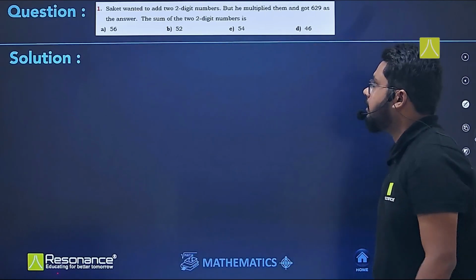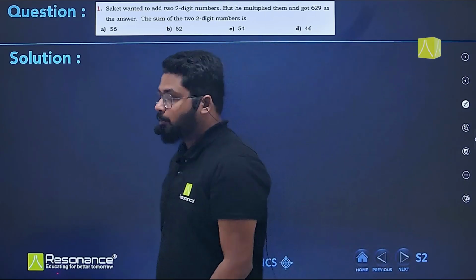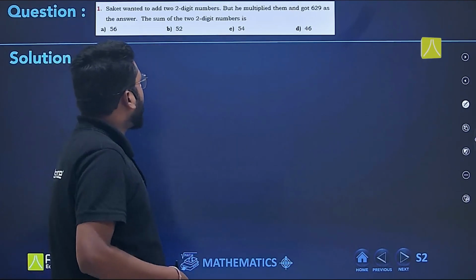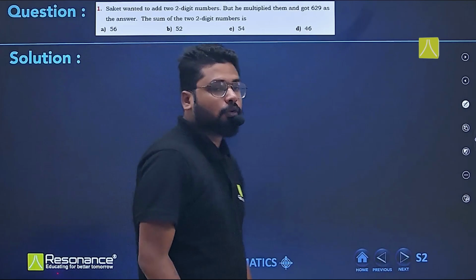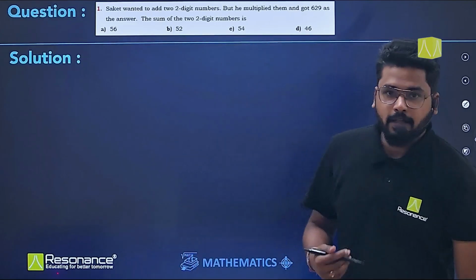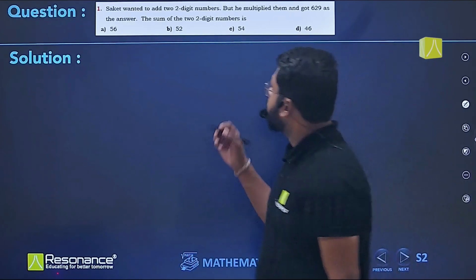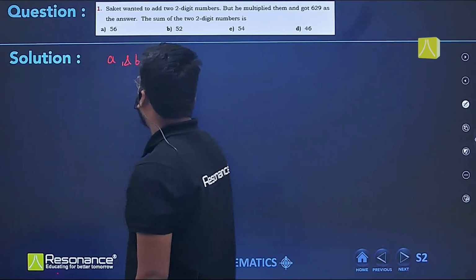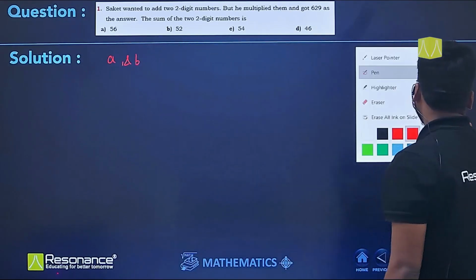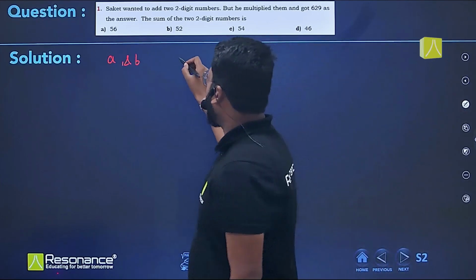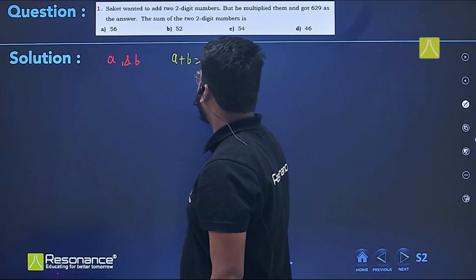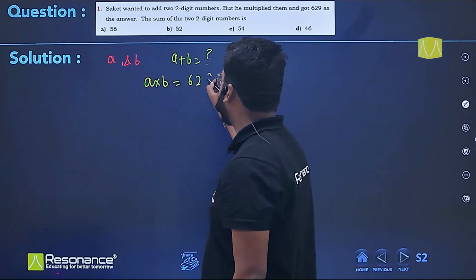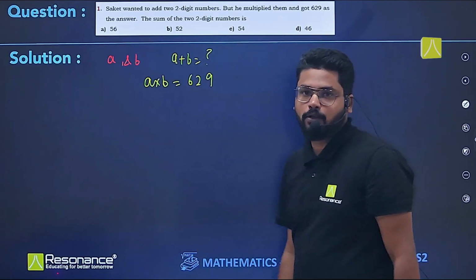Question number 1 says that Saket wants to add 2-digit numbers, but instead of addition he multiplied them and got 629 as the answer. Instead of adding them he multiplied them. So let the two numbers be A and B. So we can see that instead of adding, he multiplied them, A into B, and he got 629 as his answer. A into B is 629.